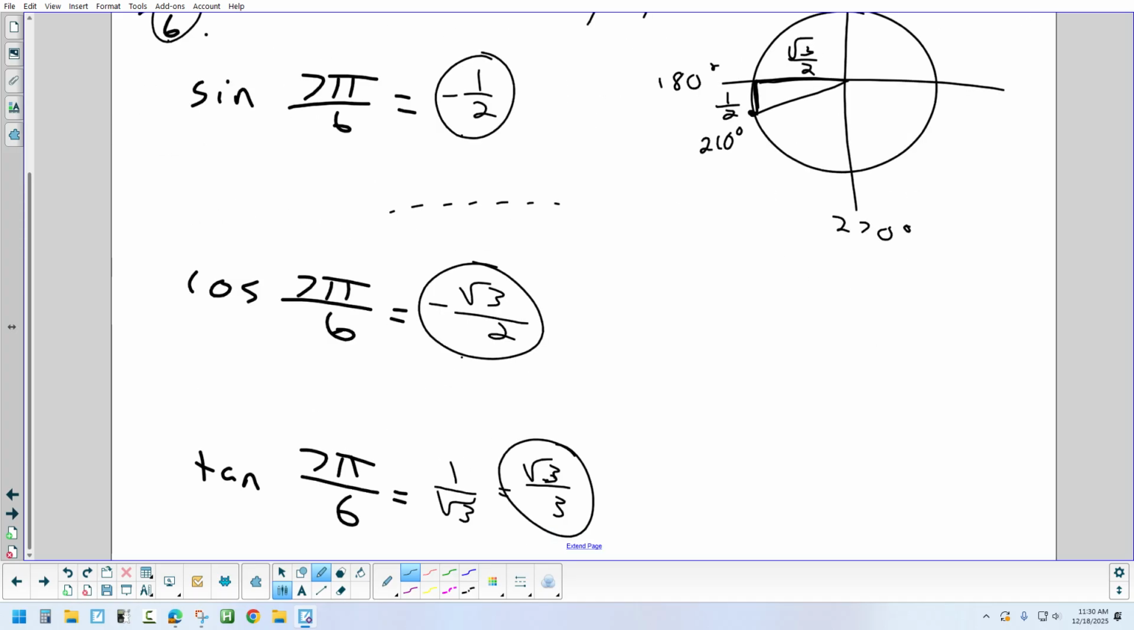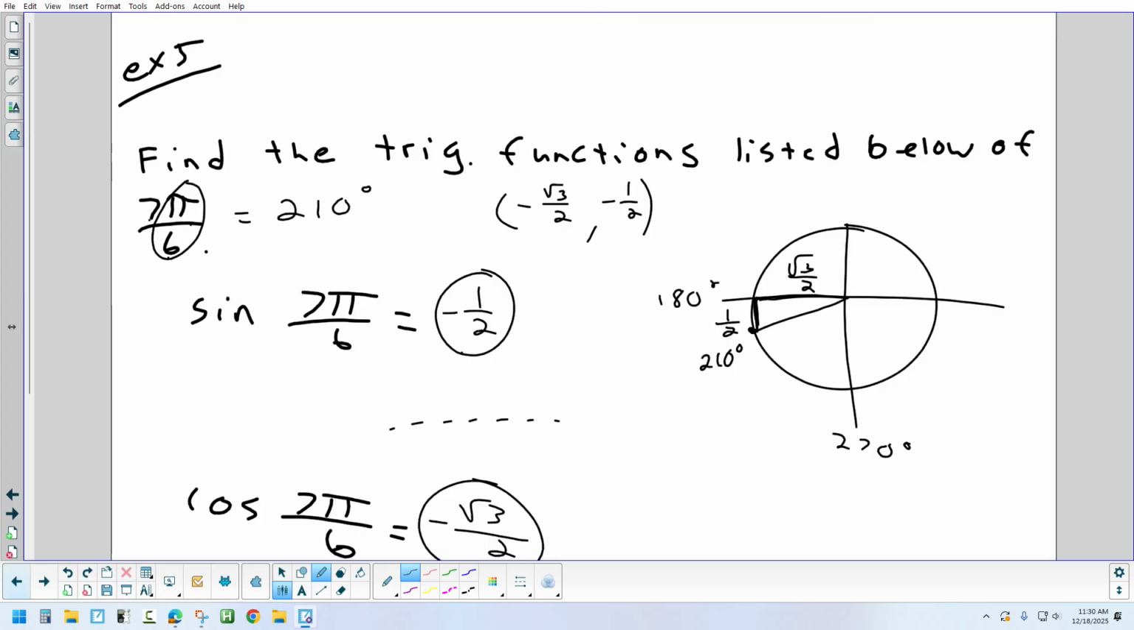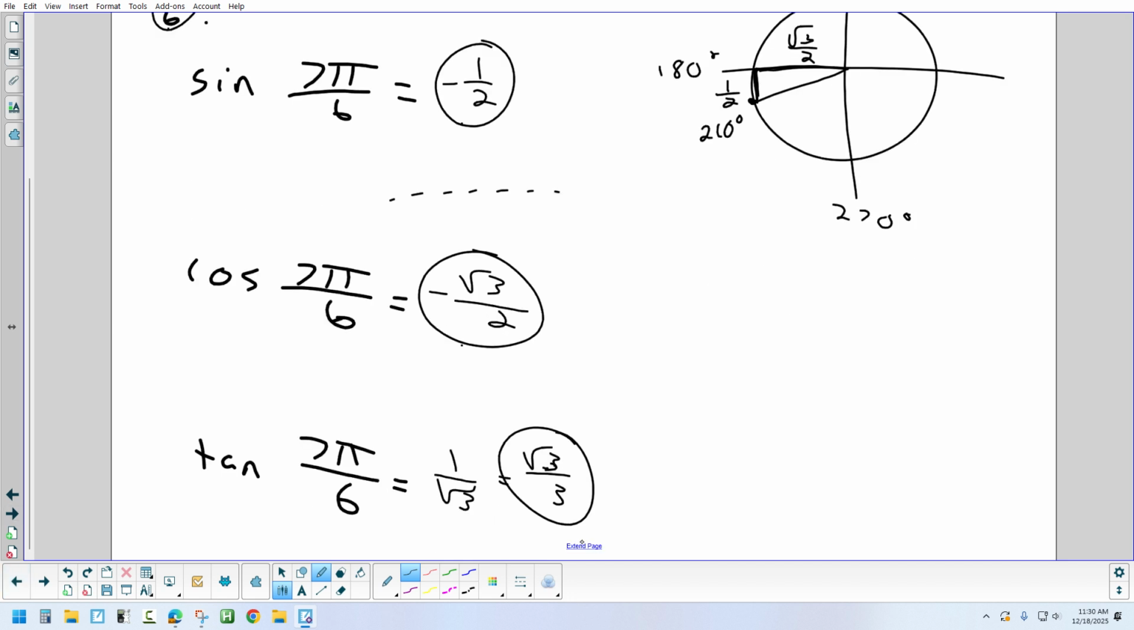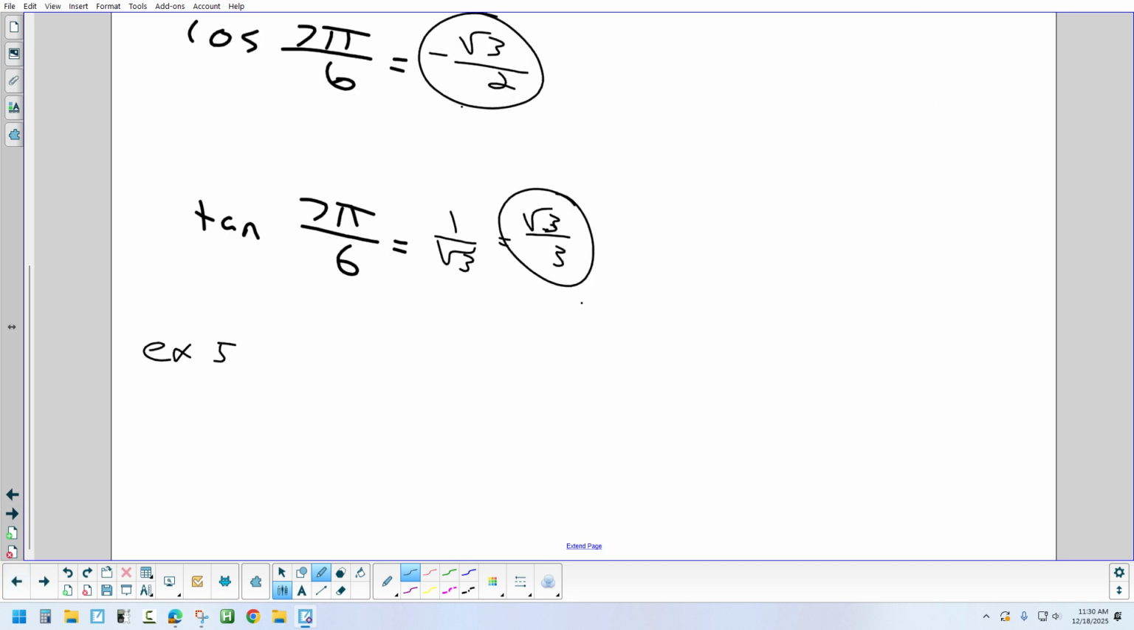Okay, any questions on that? All right, let's try, I think that's it. I could just make up one more. Let's do the cosine of 300. Okay. So what do we need to know about 300 first?